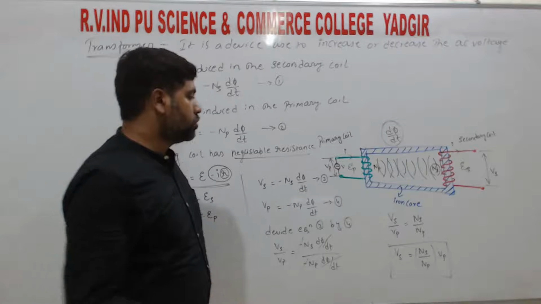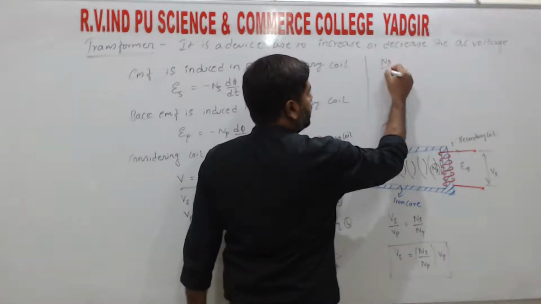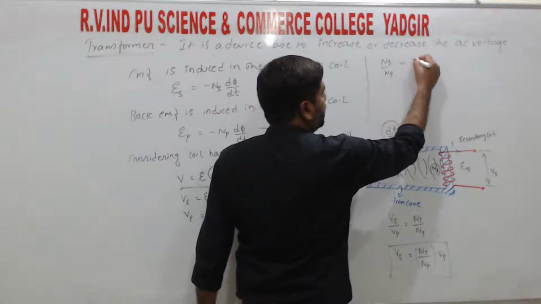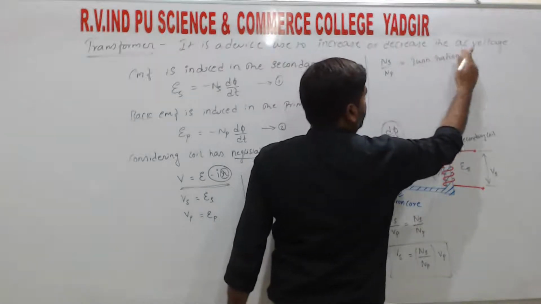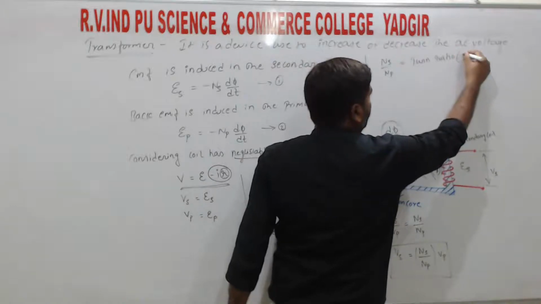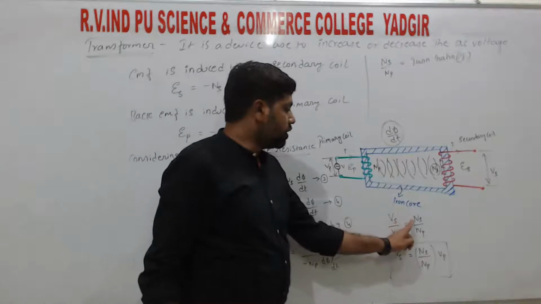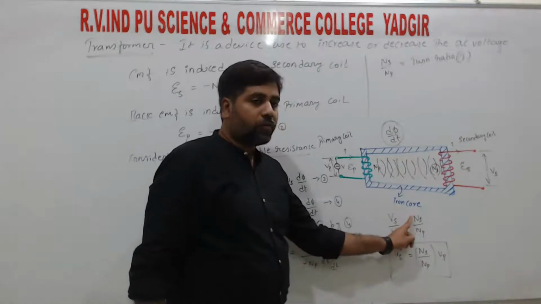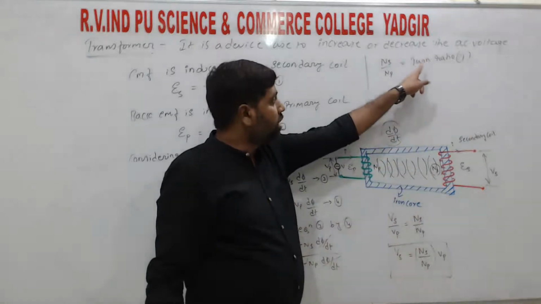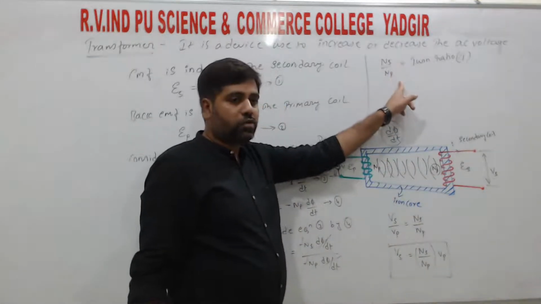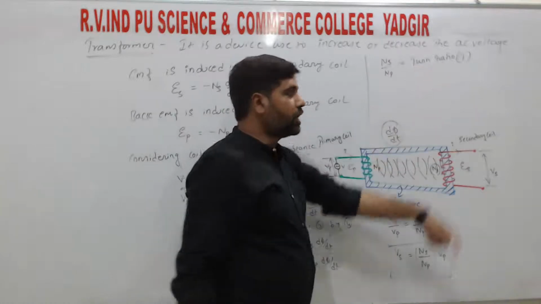And now this Ns by Np, we call this one as turn ratio and it is denoted by capital T. So this ratio, what do we call it? Turn ratio, because the number of turns in the secondary coil to the number of turns in the primary coil, we take that as one ratio. So it has no unit, so hence we call that one as turn ratio T, right?